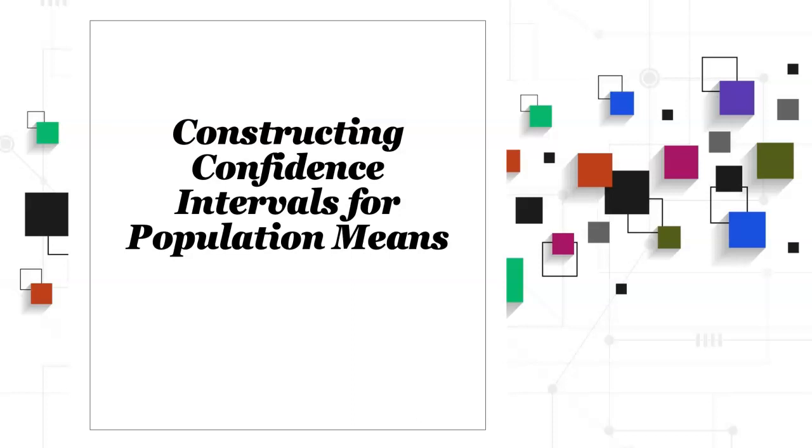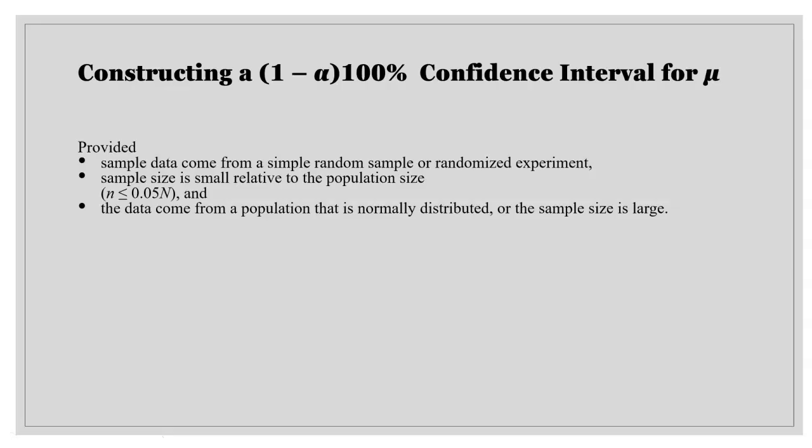And in this video, we're going to talk about how to construct confidence intervals for population means. All right. And so in the last video, we talked about the student's t-distribution. The student's t-distribution is important for calculating confidence intervals. We have to use that, but we can only use it if a few criteria are met.